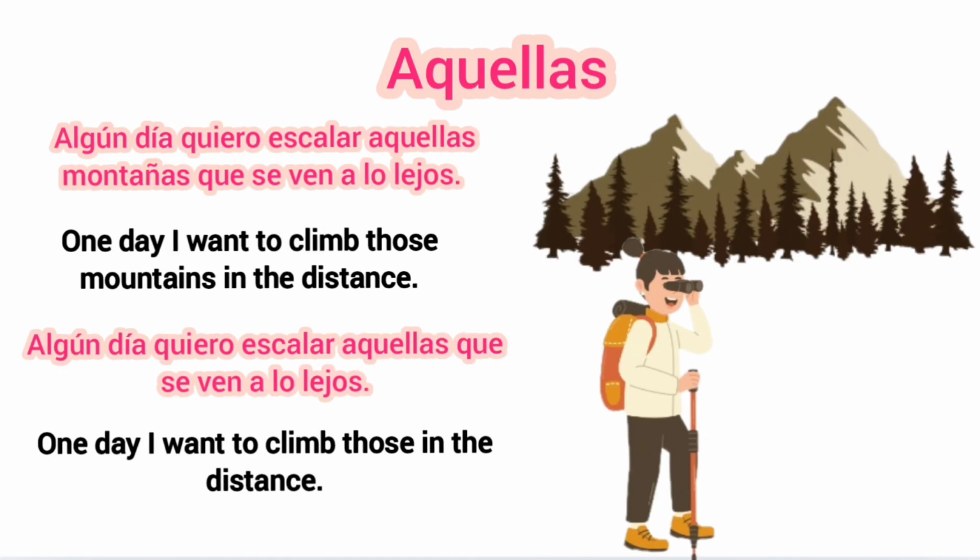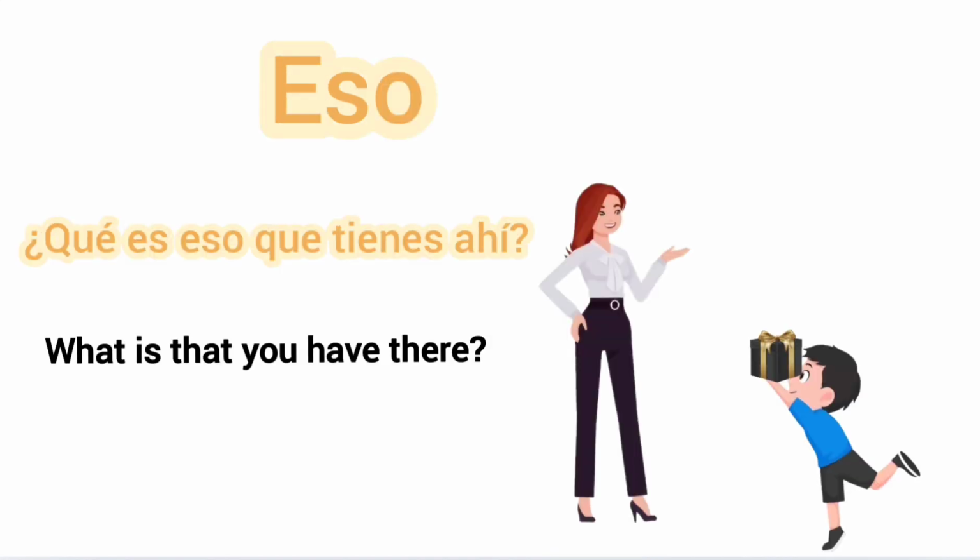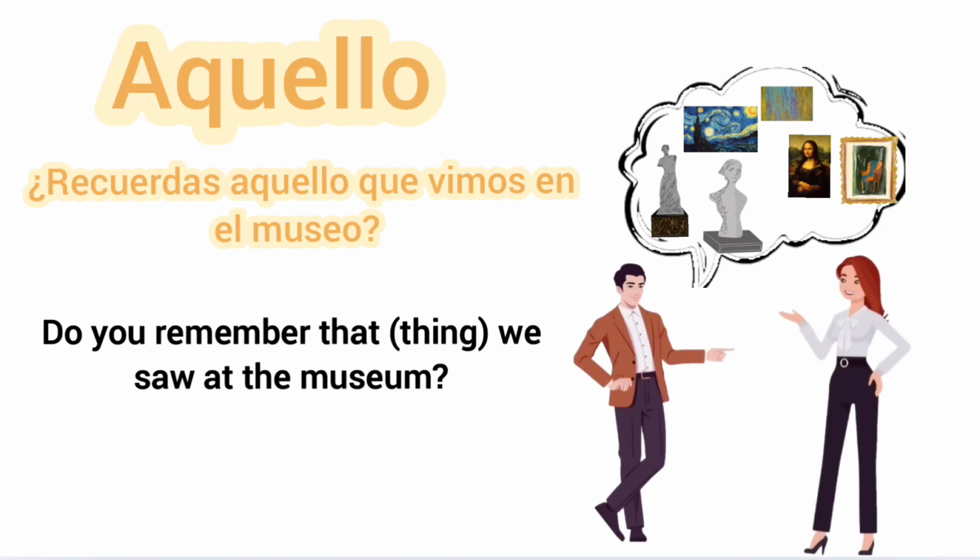Algún día quiero escalar aquellas montañas que se ven a lo lejos. One day I want to climb those mountains in the distance. Algún día quiero escalar aquellas que se ven a lo lejos. One day I want to climb those in the distance. Esto es lo que quería decir. This is what I meant. ¿Qué es eso que tienes ahí? What is that you have there? ¿Recuerdas aquello que vimos en el museo? Do you remember that thing we saw at the museum?